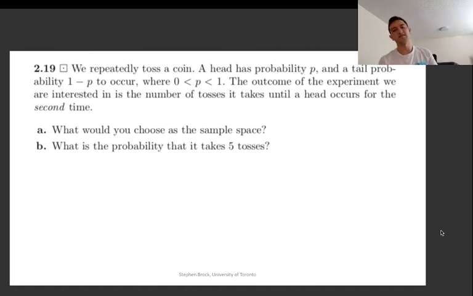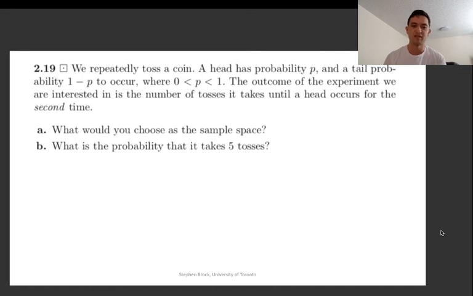All right, last question, question 19. We repeatedly toss a coin. A head has probability P and a tail probability 1 minus P to occur, where P is between 0 and 1. The outcome of the experiment we are interested in is the number of tosses it takes until a head occurs for the second time. So part A, what would you choose as the sample space? And then part B, what is the probability that it takes 5 tosses?